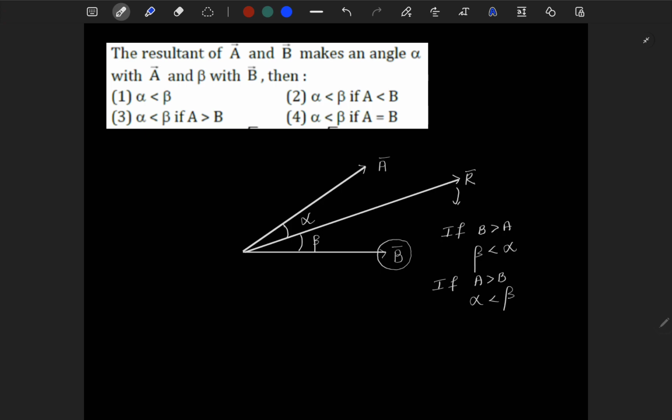So let's try to analyze it here. Alpha less than beta, the first option cannot be the condition unless the magnitudes of A and B are discussed. If A is greater than B, then alpha is less than beta, which is the third option which we have discussed here. The second one cannot be the answer, because if A is less, then it subtends more angle here, alpha. And obviously if A is equal to B, then alpha has to be equal to beta. So the answer is option 3.